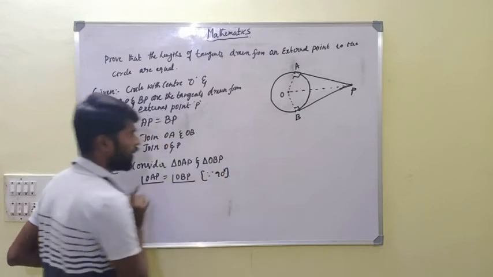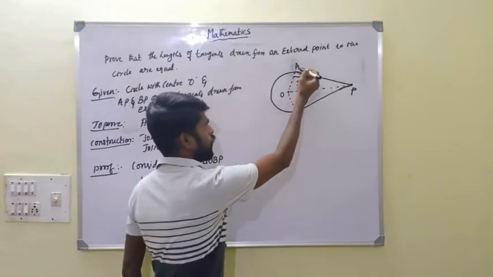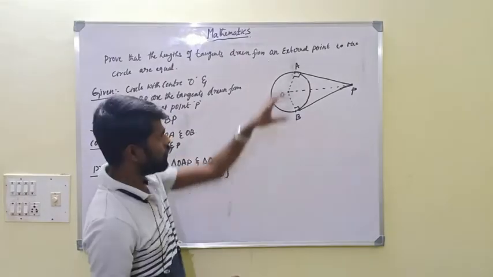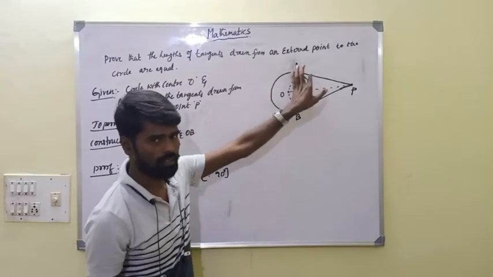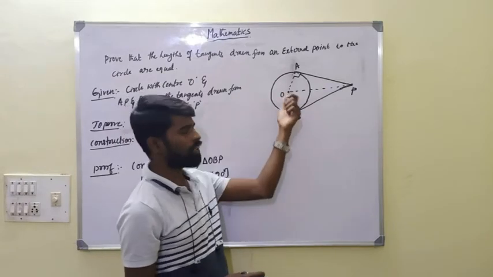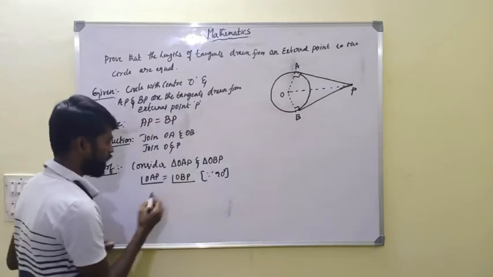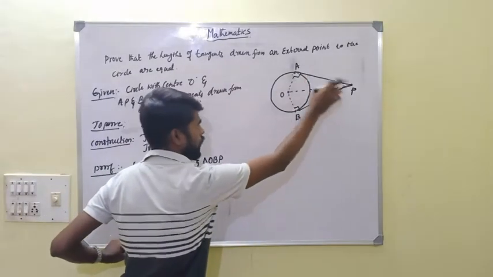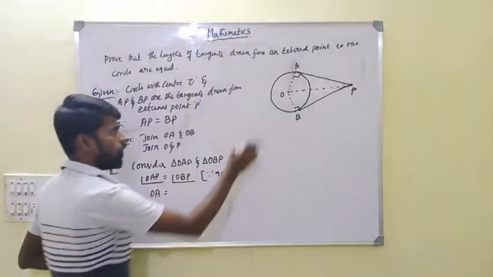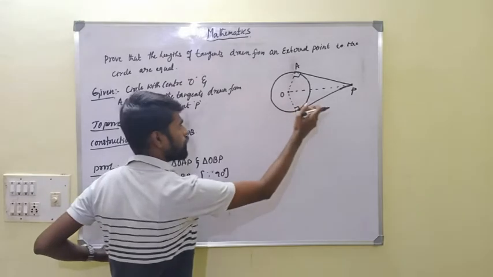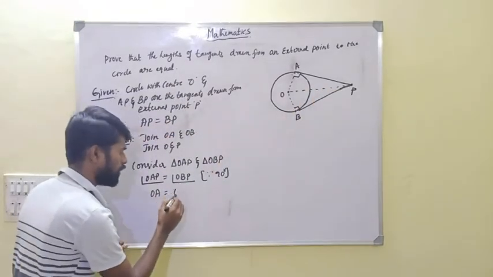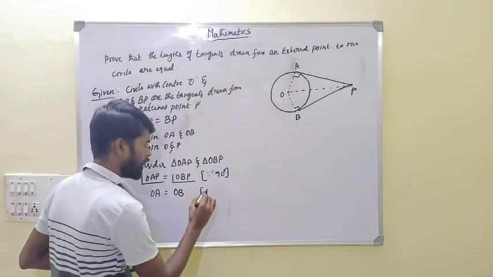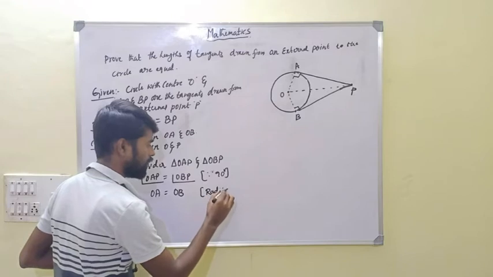Again, observe here, OA is a radius and OB is a radius. These two radii belong to the same circle. So we know that radii of a circle are always equal. So we can write OA, one of the sides of triangle OAP, is equal to OB, one of the sides of triangle OBP. So OA is equal to OB, because radii are equal.